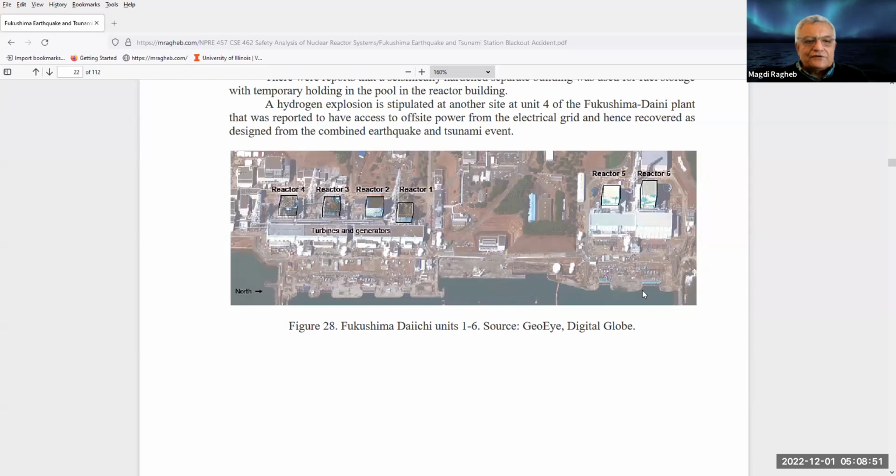This is a picture here of the different units after the accident. Remember that the plant had 6 units. Reactor number 1, you could see that the roof was gone there. Reactor number 2 damaged inside, but the roof, the structure of the containment outside was still there. Reactor 3 totally destroyed. Reactor 4 was not operating.